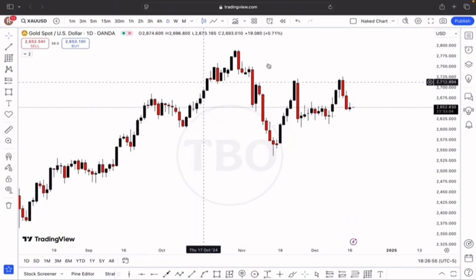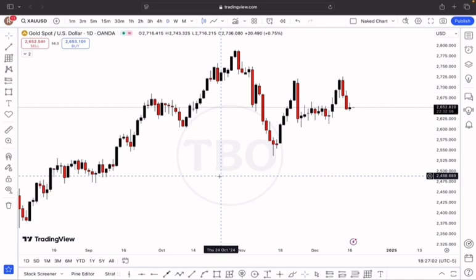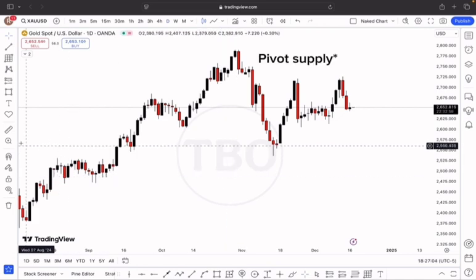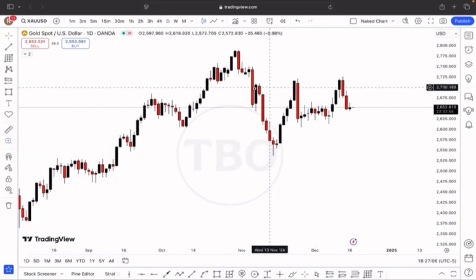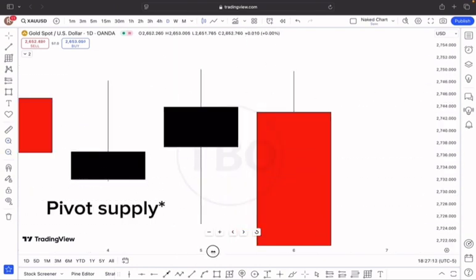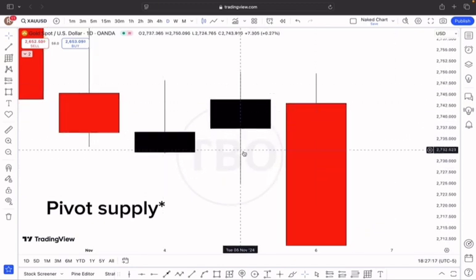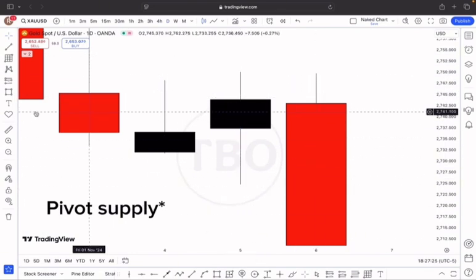Right, this is the daily time frame. As you can see, my chart is currently clean, and I'm going to show you what a pivot demand is. So let's zoom in real quick. Right here, this is what is called a pivot demand. If the candle looks like an indecision candle, where the body is smaller than the wick, then it is known as a pivot demand.